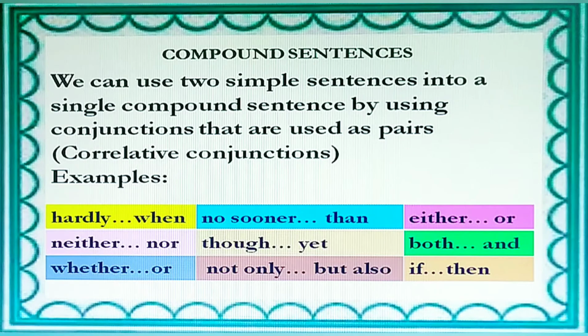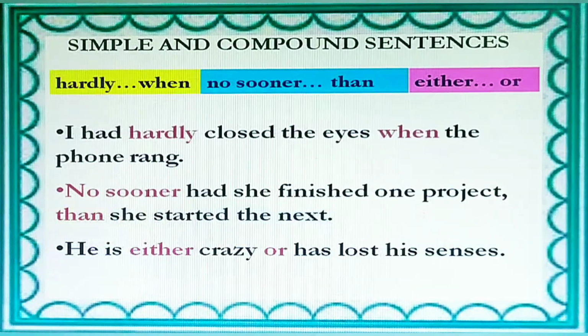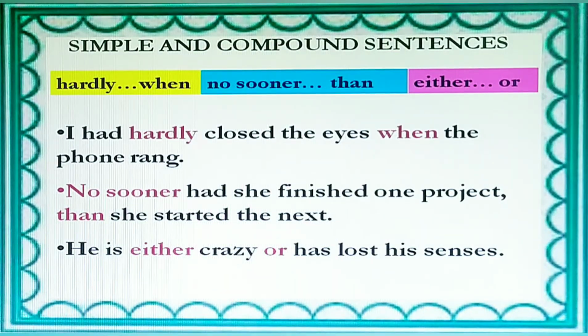We can join two simple sentences into a single compound sentence by using conjunctions that are used as pairs, that is, correlative conjunctions. Example, hardly when, no sooner than, either or, neither nor, though yet, both and, whether or, not only but also, if then. In the following examples, we'll see that two simple sentences are joined together using the correlative conjunctions.